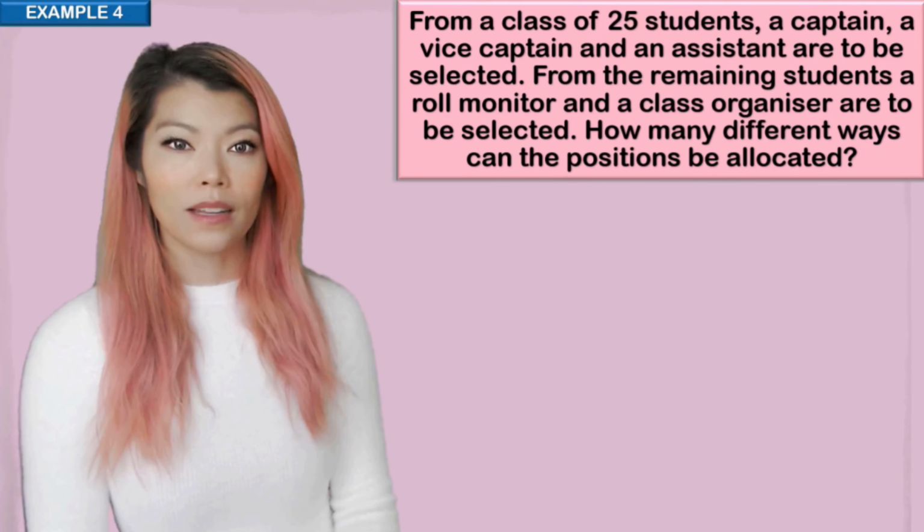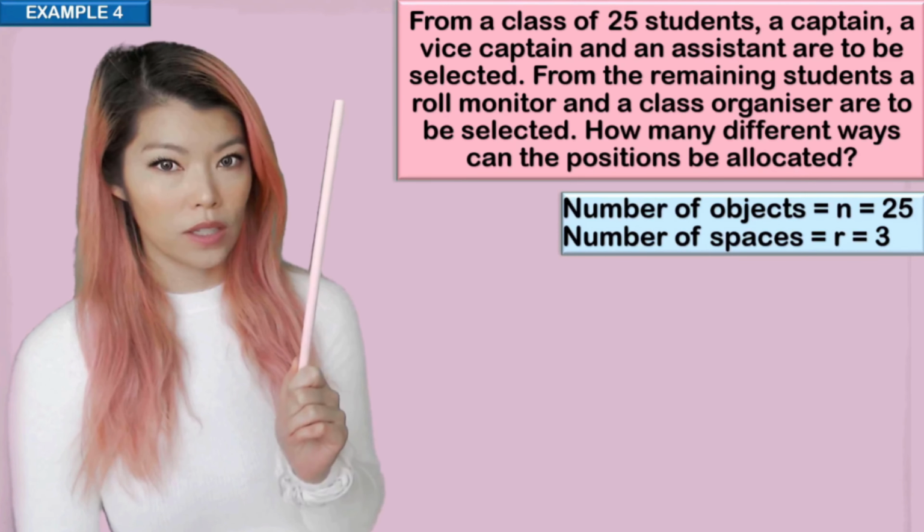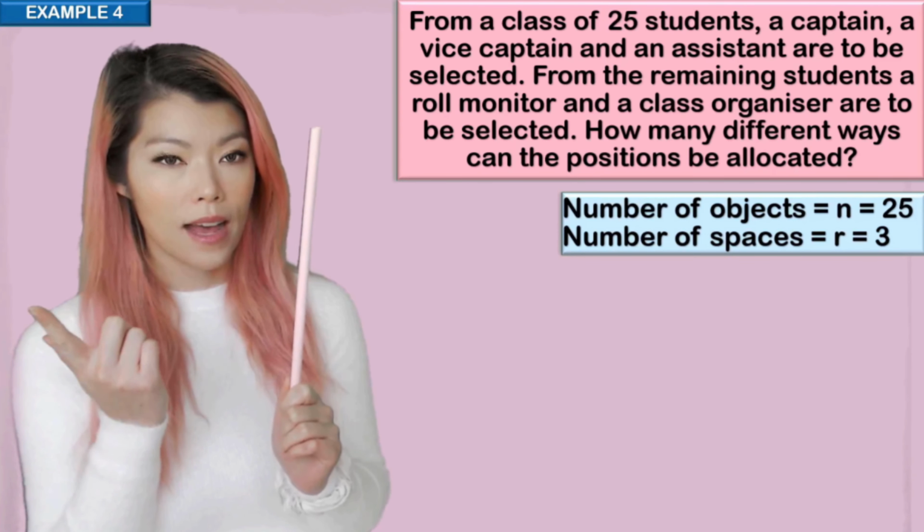Example 4. From a class of 25 students, a captain, a vice captain, and an assistant are to be selected. From the remaining students, a role monitor and a class organizer are to be selected. How many different ways can the positions be allocated? So initially we have 25 students and we need a captain, vice captain, and an assistant. So 25 students, and the spaces that we need to fill is 3. From the remaining students, so now we used 3 students already, so we only have 22 students, we need a role monitor and a class organizer.